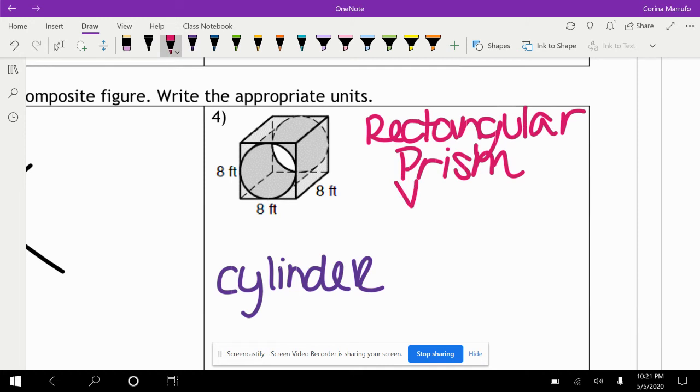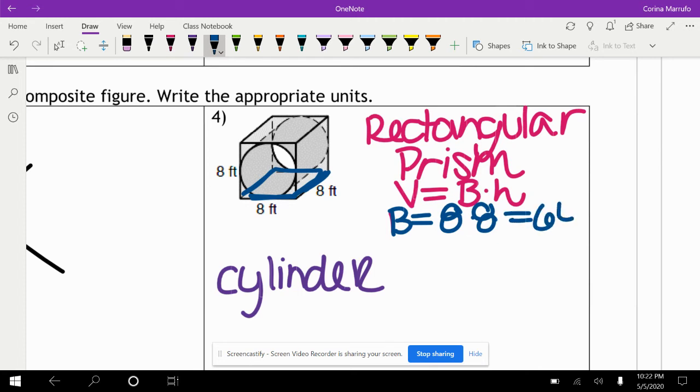Starting with the rectangular prism, it's going to be volume equals big B times little h. B stands for the area of the base. So in this case, our base is going to be 8 times 8 because it is a square base. So it's going to be 8 times 8, which is 64 feet squared. And then we have little h. Little h is going to be the height or how tall our prism is. So it's going to be 8 feet.